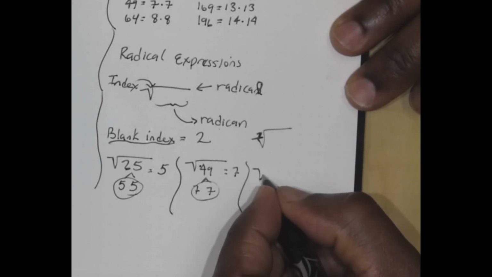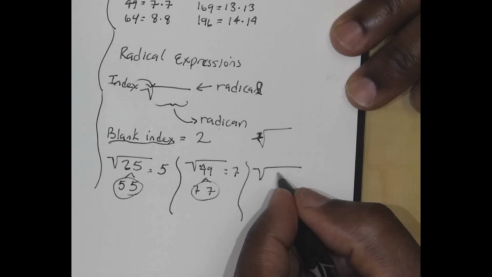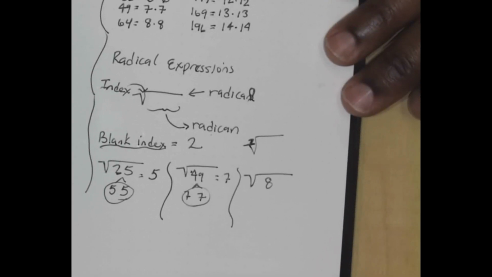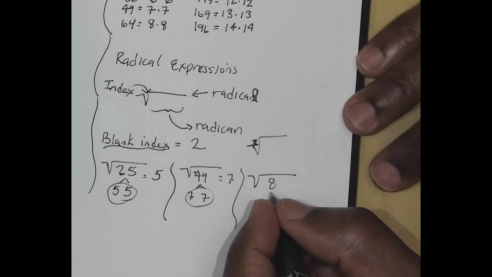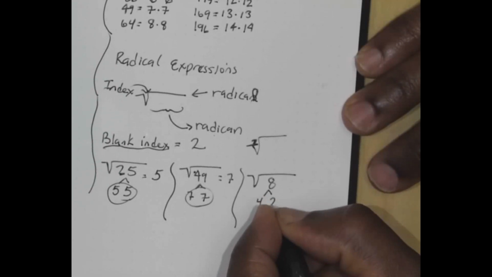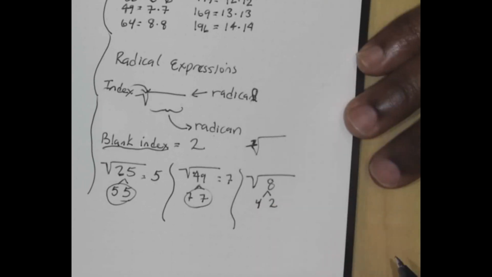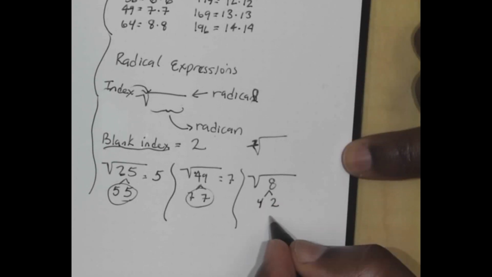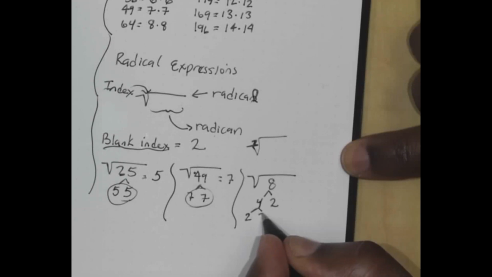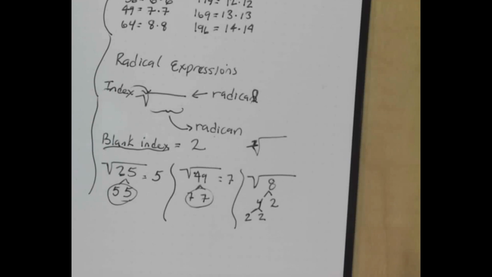One more time. The square root of 8. Now, let's factor 8. What times what is 8? 4 times 2. Now, we're not done because 4 is something times something. 4 is what times what? 2 times 2. Now, do you see 2 of the same number in these factors here?